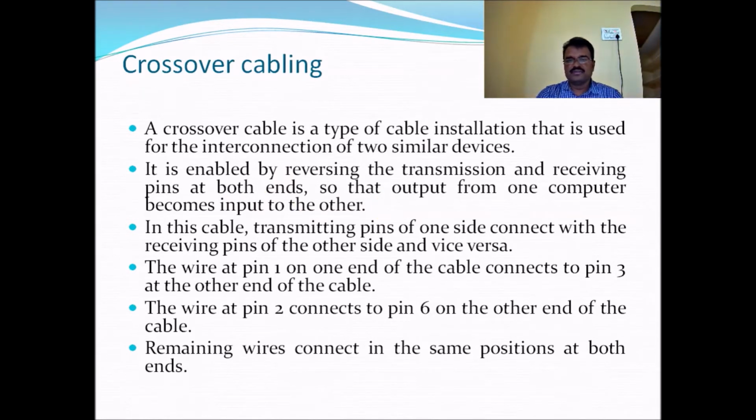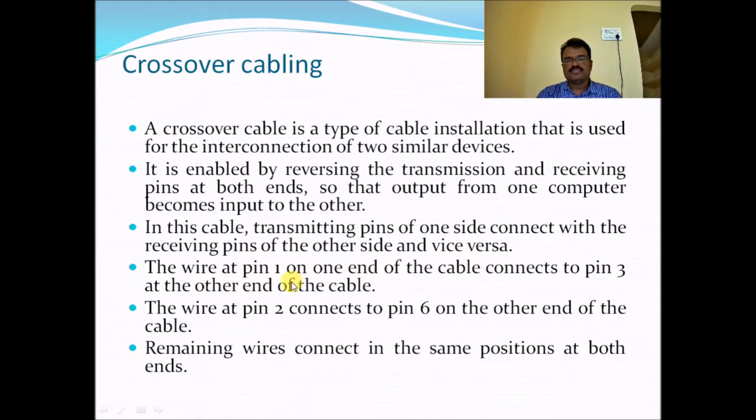Whereas in the straight through cable, we are using pins 1 and 2 for transmitting and pins 3 and 6 for receiving. The crossover cable is enabled by reversing the transmission and receiving pins at both ends. On one end, we connect some pins for receiving and transmission. On the other end, we have to reverse the same pins in the crossover cable. So in this cable, transmitting pins on one side connect with the receiving pins of the other side and vice versa.